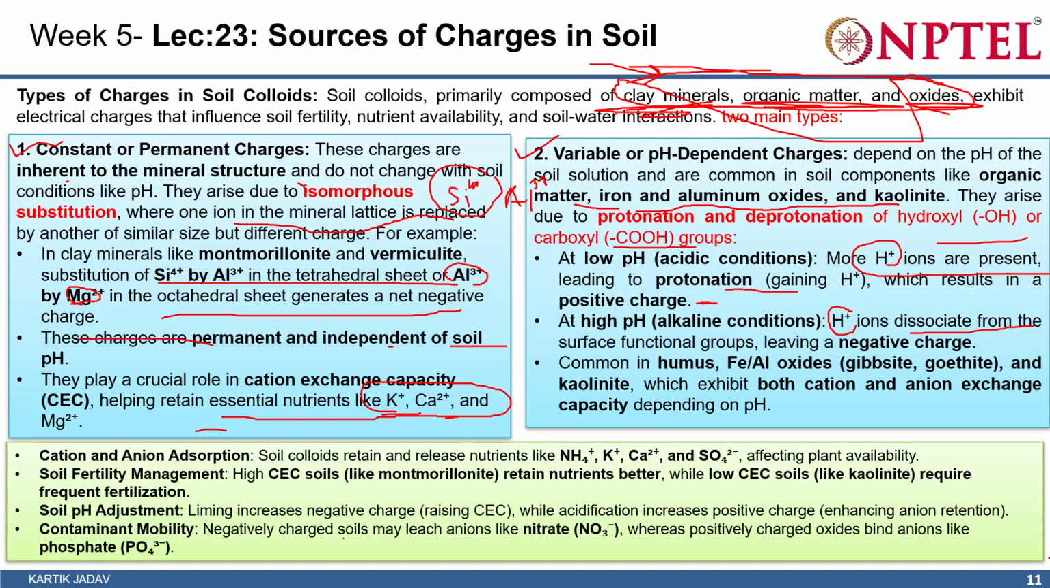And this is generally common in humus, iron and aluminum oxides, and kaolinite. So these are the importance of these sources of charges, and their role in different types of soil clay silicates. I'm not going into detail, as this is generally covered with water holding capacity and availability of plant available nutrients.